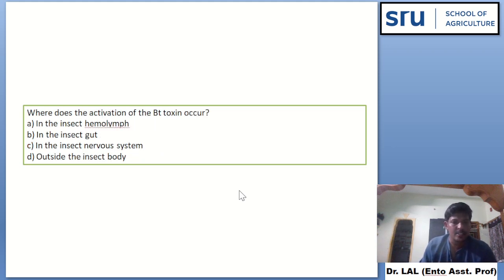Where does the activation of the Bt toxin occur? In the insect hemolymph, in the insect gut, in the insect nervous system, or outside of the insect body. Here the correct answer is in the insect midgut, that too in alkaline pH. Activation of the Bt toxins occurs there.